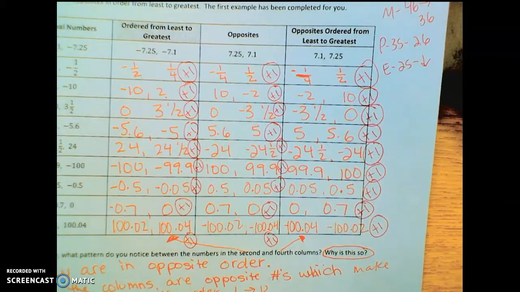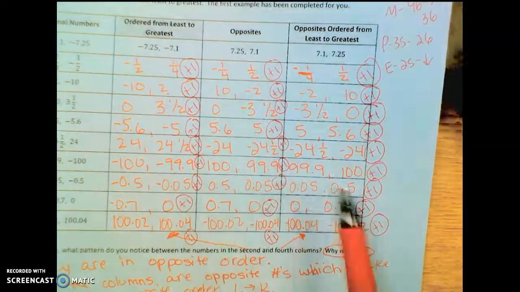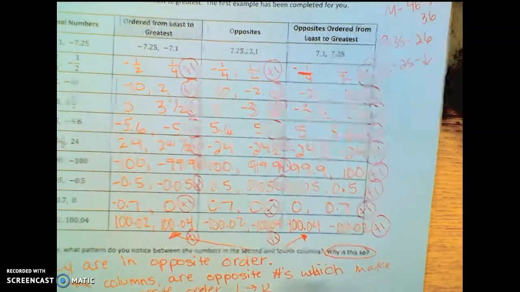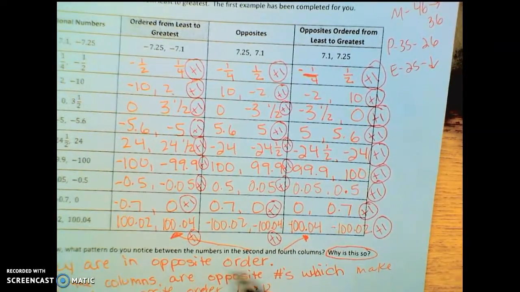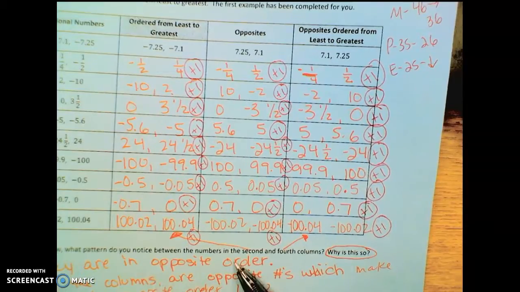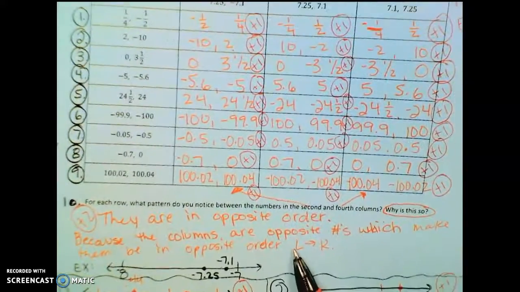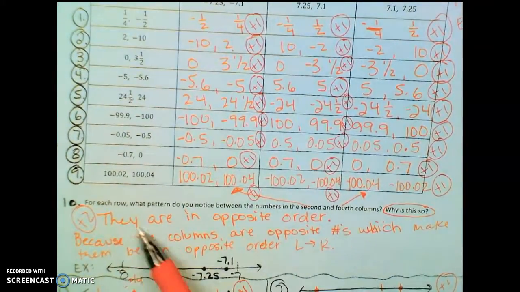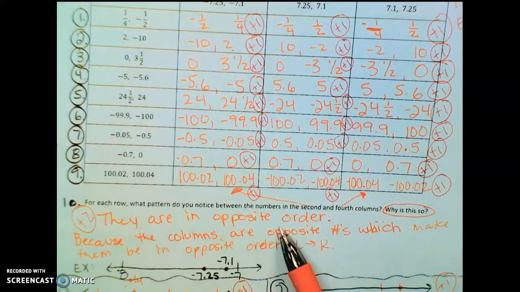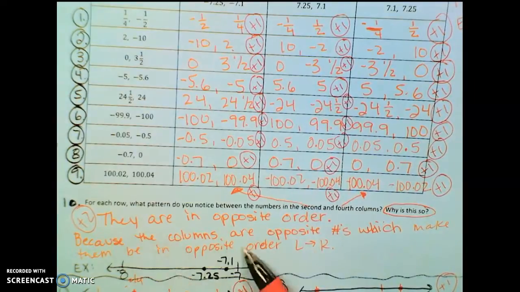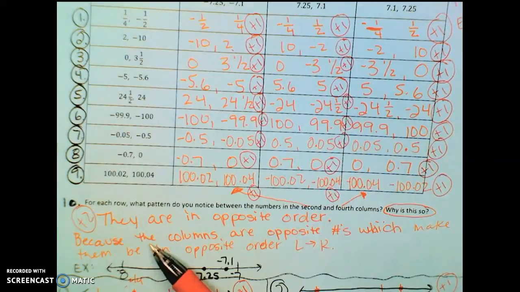Then for number 2 here, in each row, what pattern do you notice between the second and the fourth rows? Why is this so? You needed to say something about the fact that they are in opposite order. And then why is this so? Something along the lines of because the columns are opposite numbers, which makes them be in opposite order. I know this one's hard to explain. So for 1 point, if you said they are in opposite order, or in reverse order, something of that nature. And then if you tried to explain something here, go ahead and give yourself a point. So 2 points for this one right here.